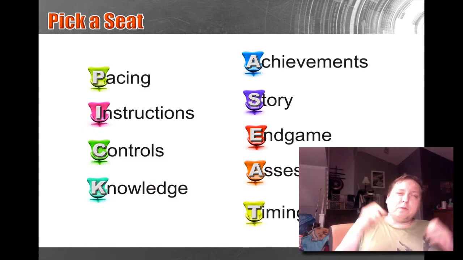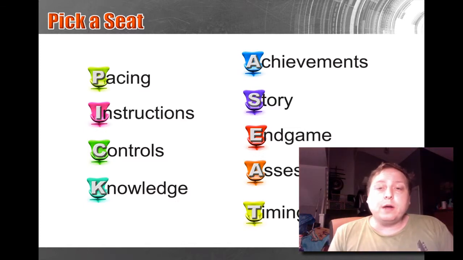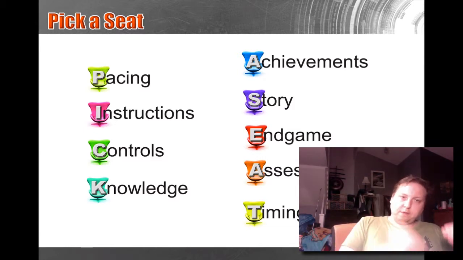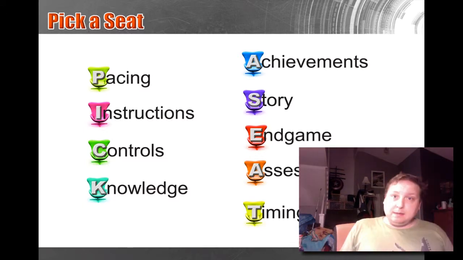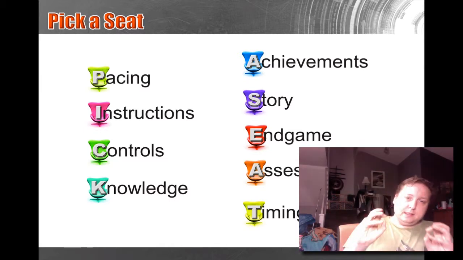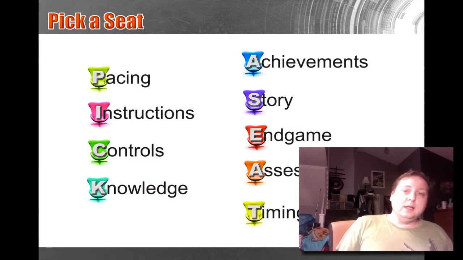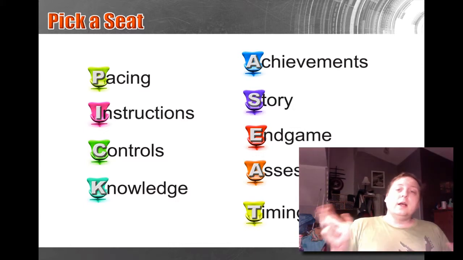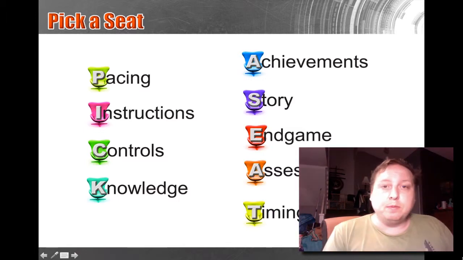So if you ask yourself, well, P-I-C-K, these are things that'll get your brain going. And the interesting thing is, the information you're looking at, being the different letters of the acronym Pick a Seat, are in many ways the basis of some of the biggest games out there. So whether you're making Monopoly, or World of Warcraft, or any game, these components are similar in those game designs as they will be in your design of your lesson. So these are things that I want you to think about. The first one would be pacing, instruction, controls, knowledge, achievements, story, endgame, assessment, and timing. These are things that we're going to go into a little bit more detail in just a moment.